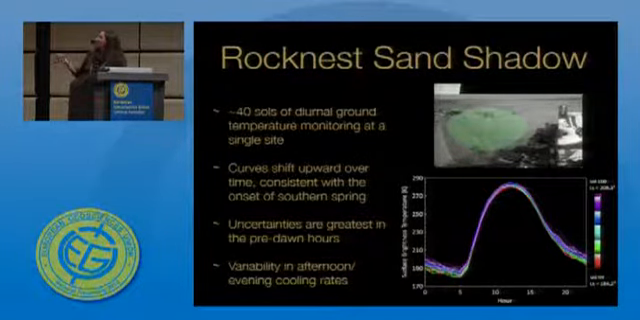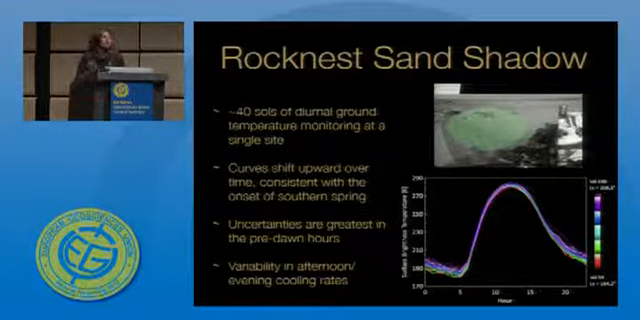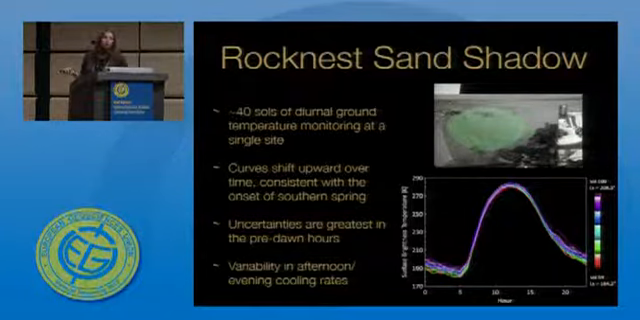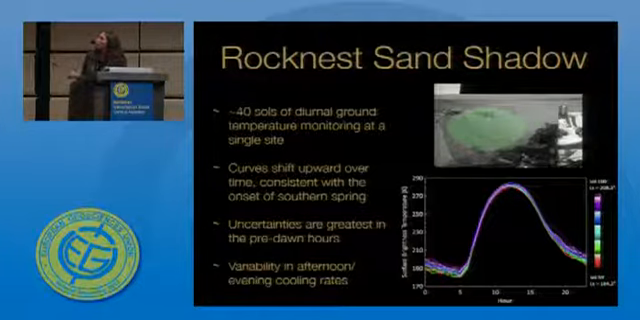These curves here are the diurnal temperature curves measured by the ground temperature sensor. Each hour has a data point, and that's just the average of that 5-minute session. What you can see as time goes by here and the season is changing, the curves are basically shifting upwards ever so slightly. This is consistent with the warming that comes on with the onset of southern spring. The uncertainties associated with this instrument are greatest when it's very, very cold, so you'll see the greatest deviations from a consistent behavior in the very late evening and pre-dawn hours.